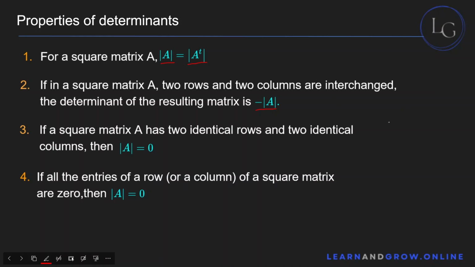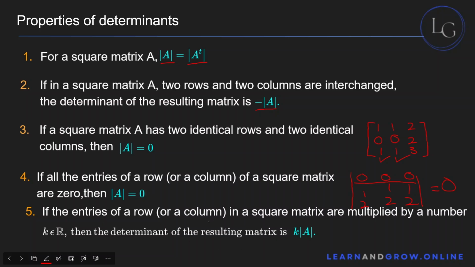So, for example, in property 3, if you had a matrix like this, the determinant of this matrix will be 0 as it has two identical rows, row 1 and row 2, or two identical columns, column 1 and column 2. Similarly, in number 4, the determinant of this will also be equal to 0 as row 1 has all zeros.